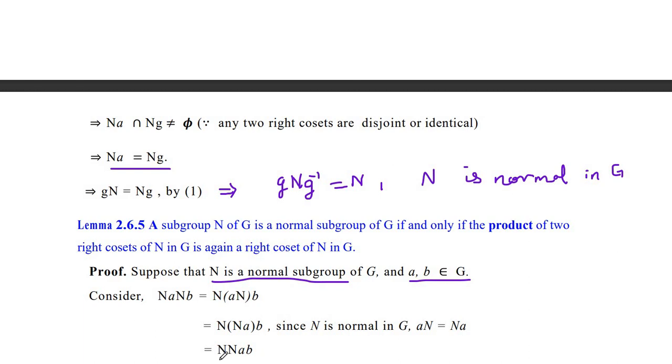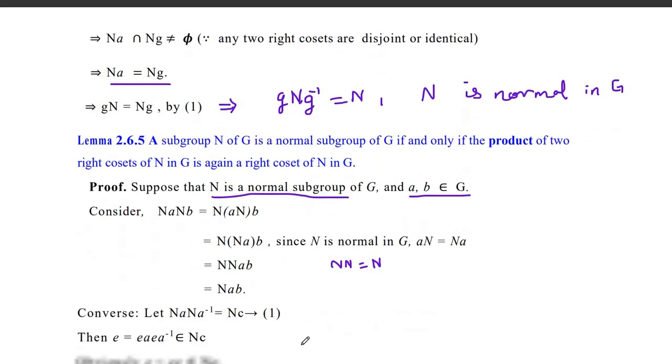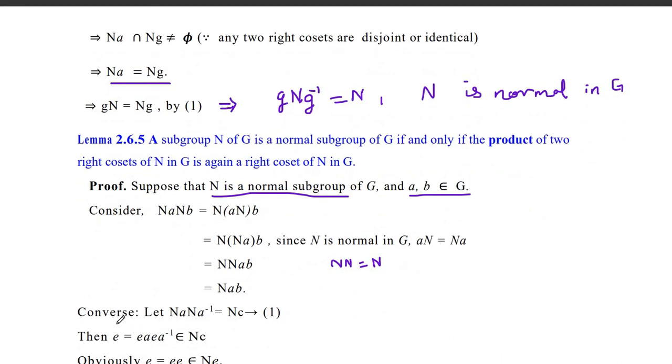So this in turn implies NNab, but this NN is nothing but N. When we consider this as sets, they are equal. So you have NN to be equal to N. So we have the product of two right cosets to be again a right coset. Now for the converse part, we shall assume that the product of two right cosets is again a right coset.